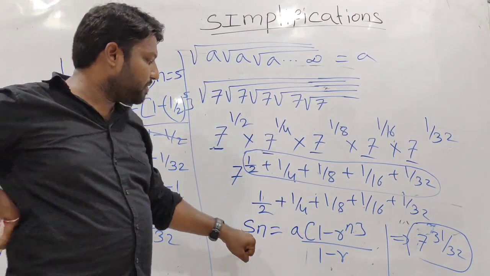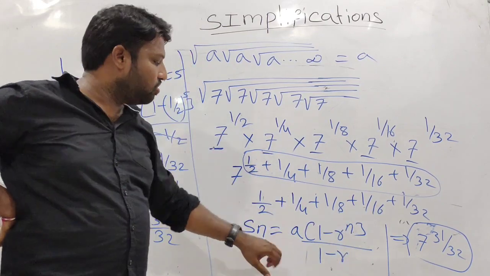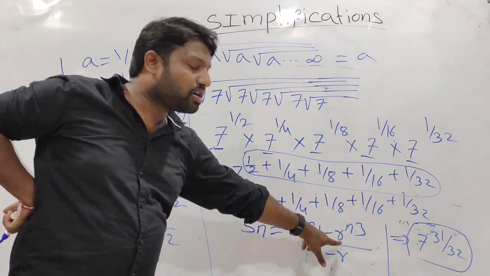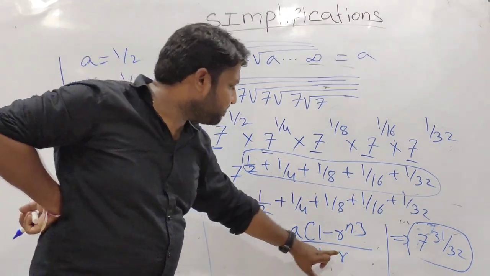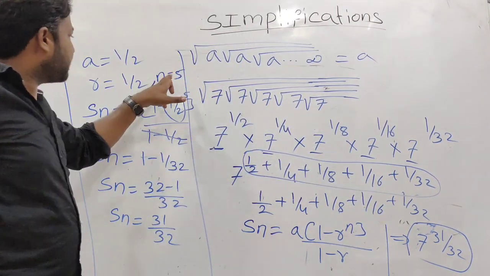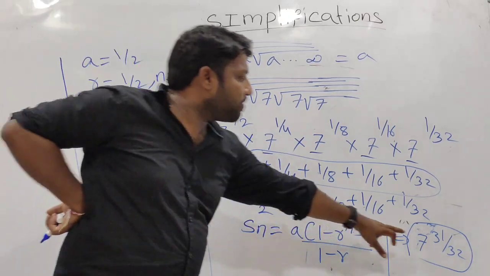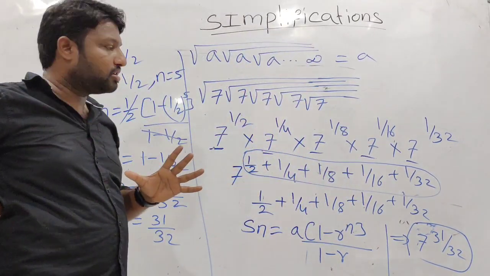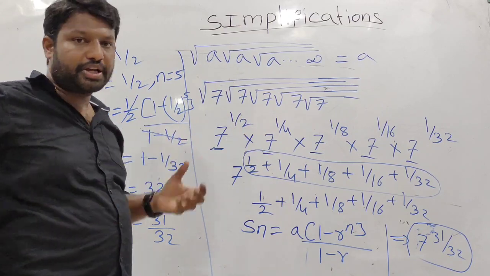If they are in GP, the formula for the sum of these numbers is nothing but a into 1 minus R power n by 1 minus R. What is A? A is the first term. What is R? Common ratio. Common ratio is 1/4 by 1/2, which is 1/2. What is the number of terms? Here 1, 2, 3, 4, 5. That's why I am taking n value as 5. If I solve this, I am getting Sn as 31 by 32. So 7 power 31 by 32. That is the answer. Now I will tell you how to write directly. I will tell you one formula. You have to remember that formula.